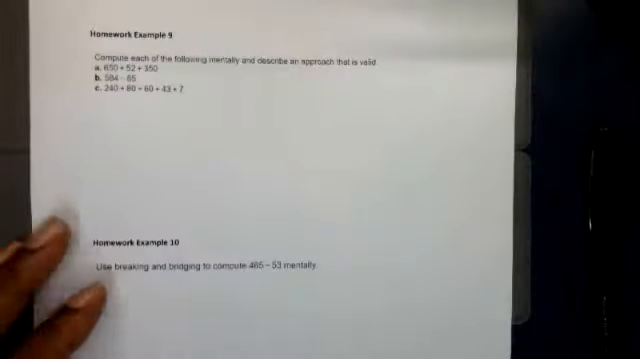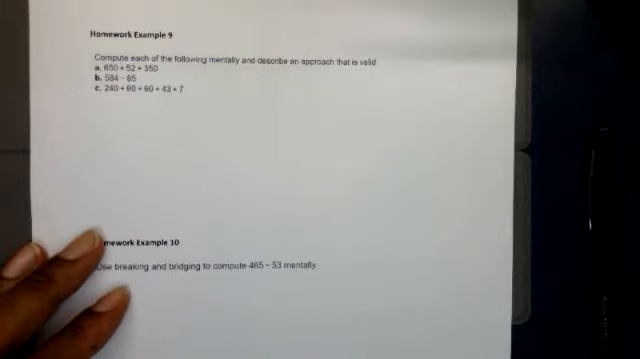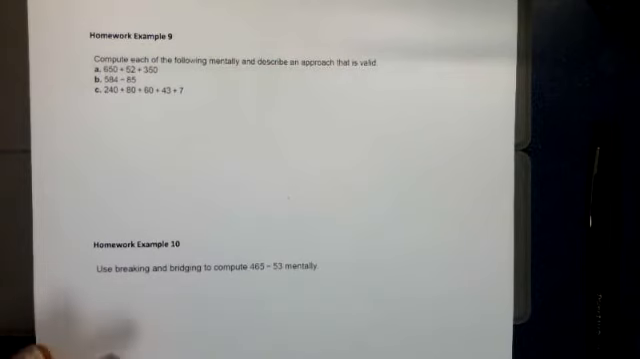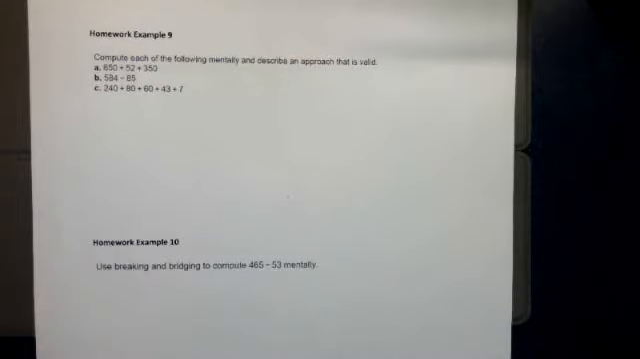Okay. Here's another example. Now here they want you to describe an approach that is valid, like 650 plus 52 plus 350 in part A.